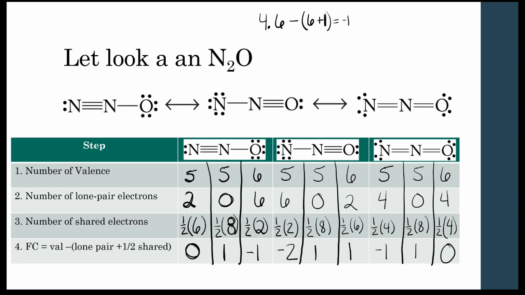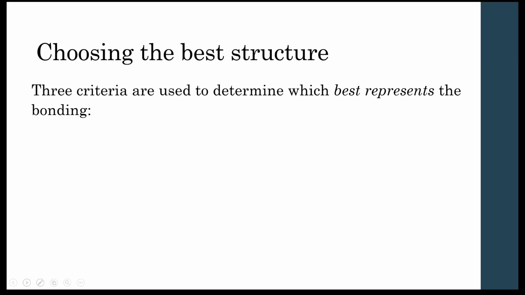Awesome. We have assigned formal charge. What does that even mean? So choosing the best structure. There's going to be 3 kind of criteria to choose the best structure. And I would say this list is a hierarchy list. Like we start at the top and it's more important at the top, less at the bottom.